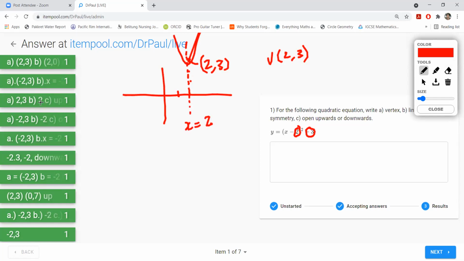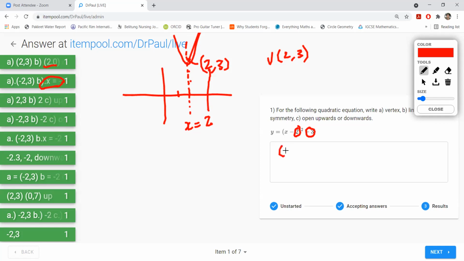So for the line of symmetry, some of you just wrote the point. So this one here looks like x is minus 2. So you should write x equals 2 here. Some of you wrote minus 2. But think about your graph. Okay, so your vertex is 2, 3. So your line of symmetry is x equals 2.